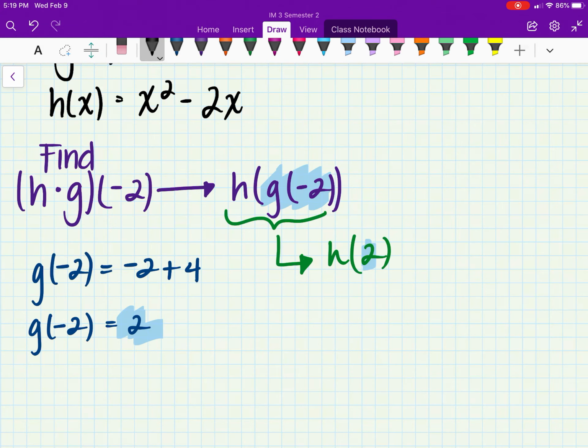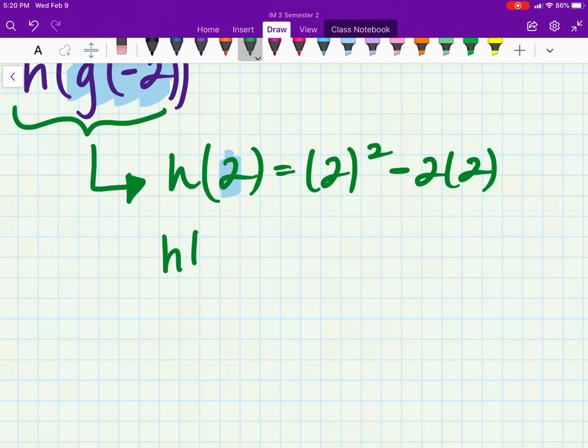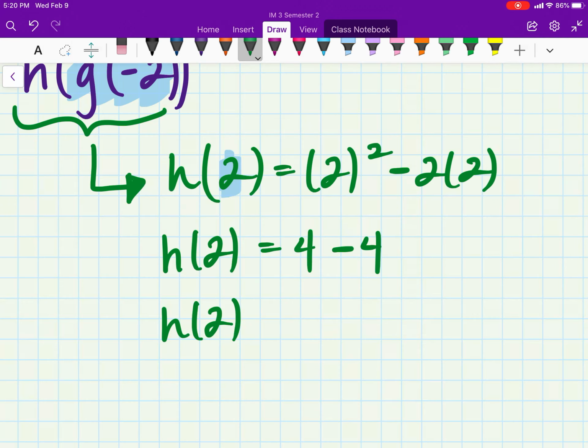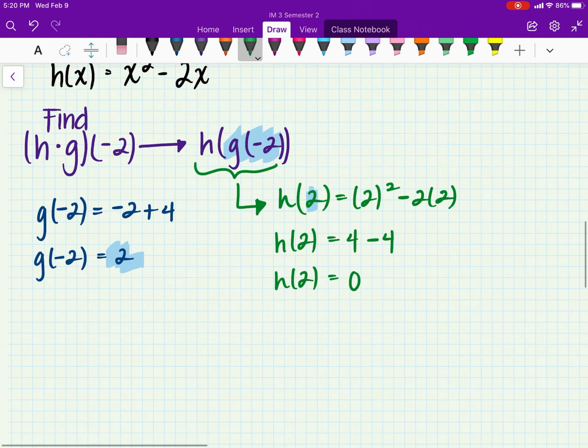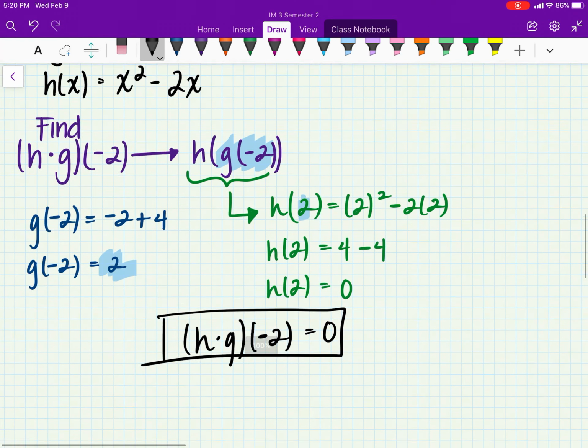So let's go ahead and go to h of x now. So in this case, I have h of 2 equals 2 squared minus 2 times 2. All right, and h of 2 here is going to equal 2 squared is 4, and 2 times 2 is 4. Now, in this case, guys, what's 4 minus 4? 4 minus 4 is 0. So our answer in this case with h times g of negative 2 is going to be equal to 0. And that is our answer.